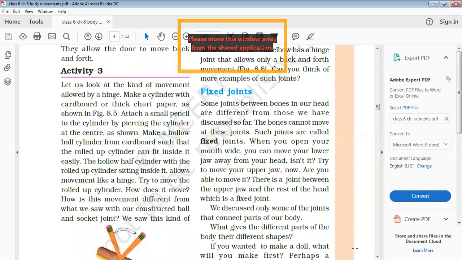between bones in our head are different from those we have discussed so far. The bones cannot move at these joints. Such joints are called fixed joints.